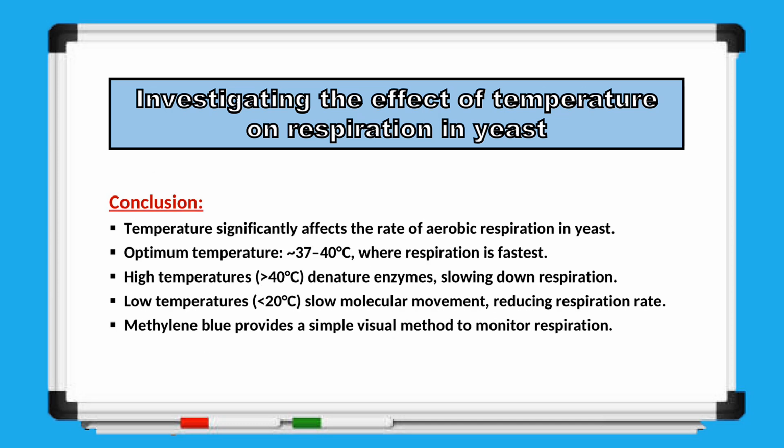So, the conclusion from this investigation is that temperature has a significant effect on the rate of aerobic respiration in yeast. The optimum temperature is around 37 to 40 degrees Celsius, where respiration occurs at its fastest. At high temperatures above 40 degrees Celsius, enzymes begin to denature, which slows down respiration, while at low temperatures below 20 degrees Celsius, molecular movement is reduced, leading to a slower rate of respiration. Additionally, methylene blue serves as a simple and effective visual indicator to monitor the rate of yeast respiration.